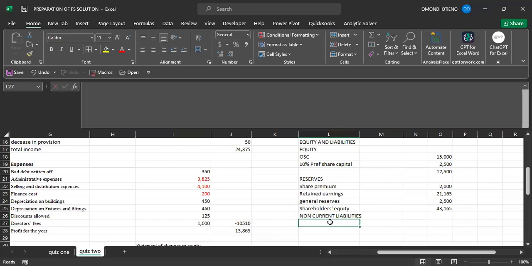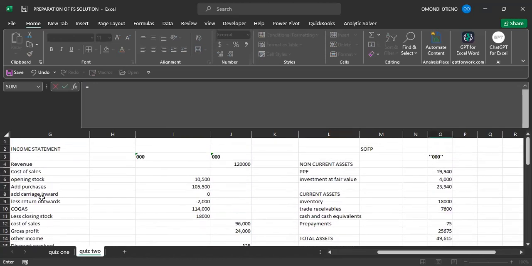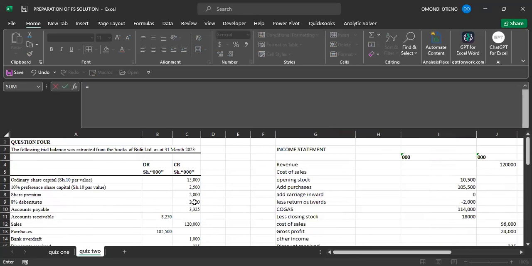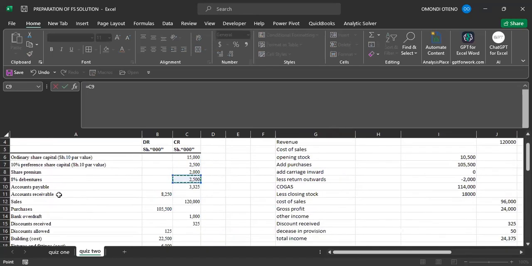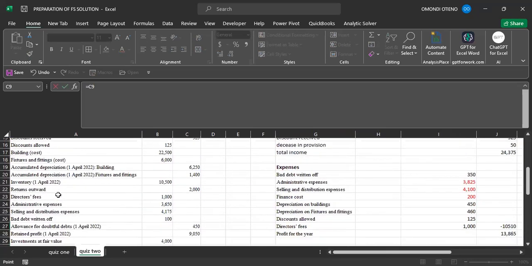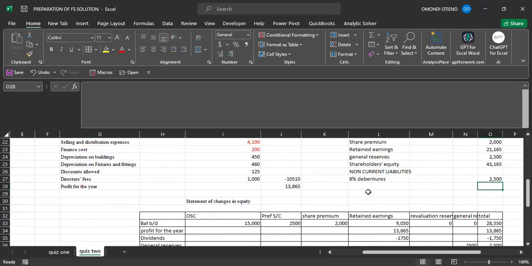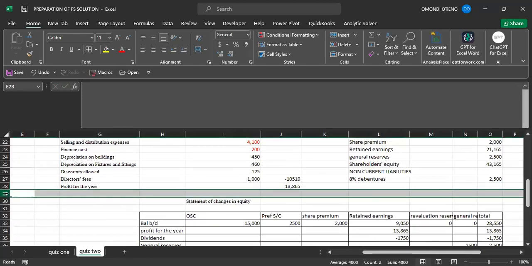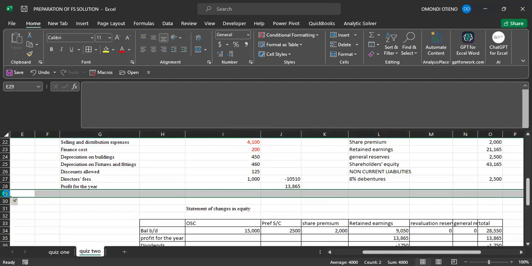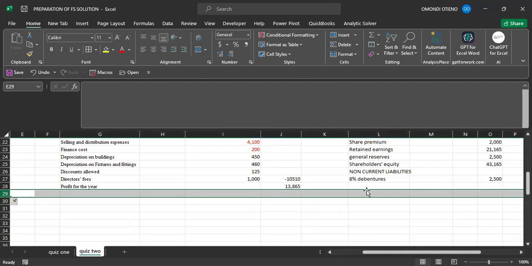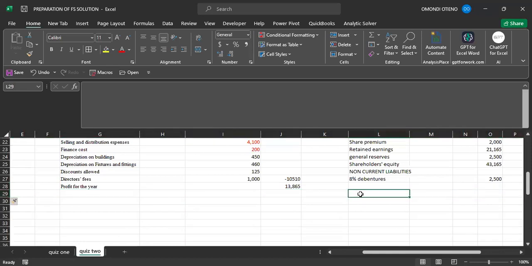Non-current liabilities, we have 8% debentures. So what is the value of these 8% debentures? 8% debentures, we got it from this point. This is it. Any other non-current liability? I think it is only that one. Good. Then we go to, oh, something is happening down here. Let me just take this down. Then we go to current liabilities.